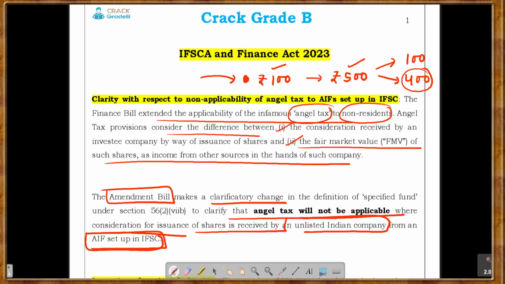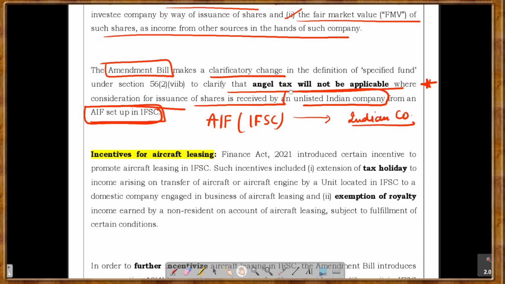That means they have specified, you have to remember only this piece of information. If there is an alternative investment fund that has been set up in IFSC, right? And this fund has invested in an Indian company which is unlisted. Unlisted means still growing, right? So angel tax will not be applicable over here.